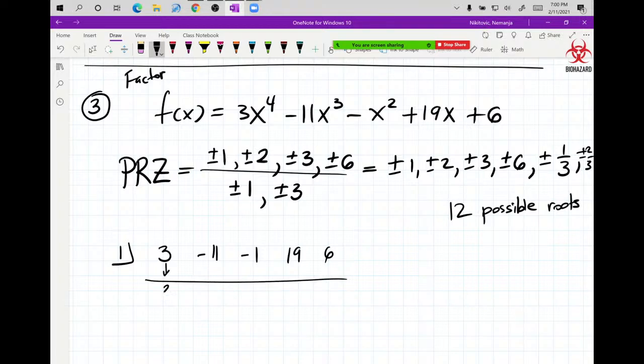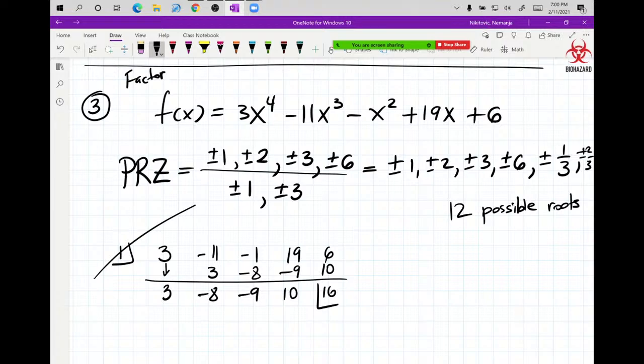Let's go. Drop 3. 3 times 1 is 3. You get negative 8 when you add down. Negative 8 times 1, add down, you get negative 9. Put it down to 10. Finally, we got the one that has 16 as a remainder. So here it is, finally failed.